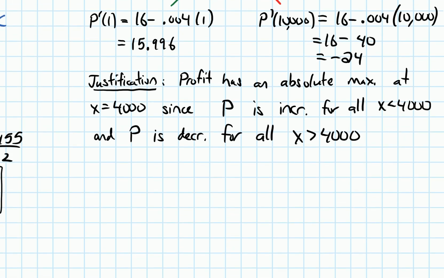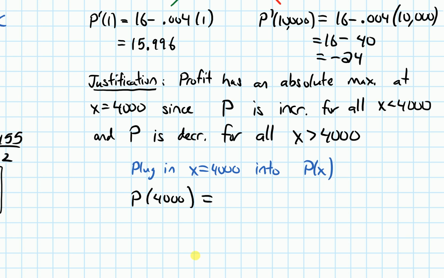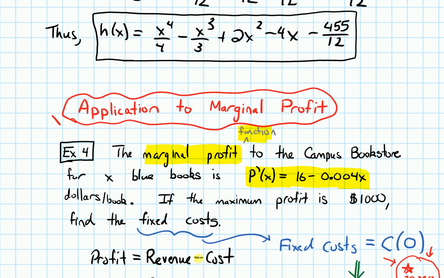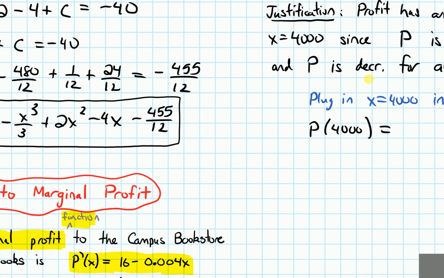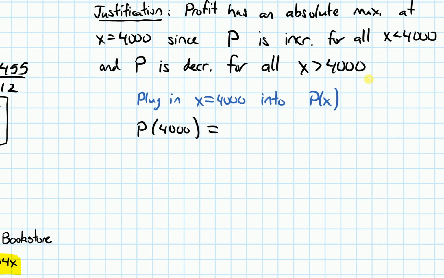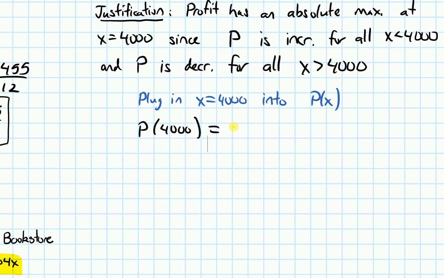So let's use now the fact that it tells us the maximum profit. So let's plug in x equals 4,000 into our profit function. Okay, so we know that if we plug in this value, 4,000 blue books, that should give us the maximum possible profit. And in the question, it told us what that maximum profit was. It said the maximum profit was $1,000. So if I plug in 4,000 into my profit function, this should give me $1,000 for my profit.